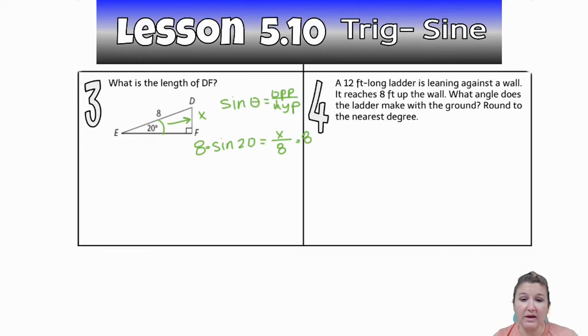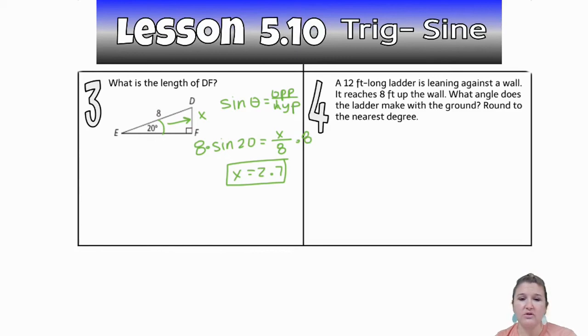And then what I'll end up doing is just plugging it straight into my calculator. So 8 times the sine of 20, make sure it's in degrees, and I get 2.7. So x is equal to 2.7, which makes sense. It should be shorter than 8, smaller than 8. So if you didn't get something like that, you would want to make sure that that's what you have there. Also, if you're in radians, you can get a negative number. So that's another reason why you want to make sure it's in degrees.